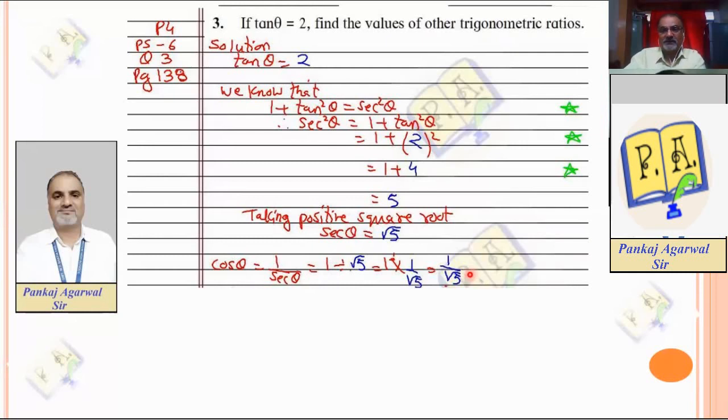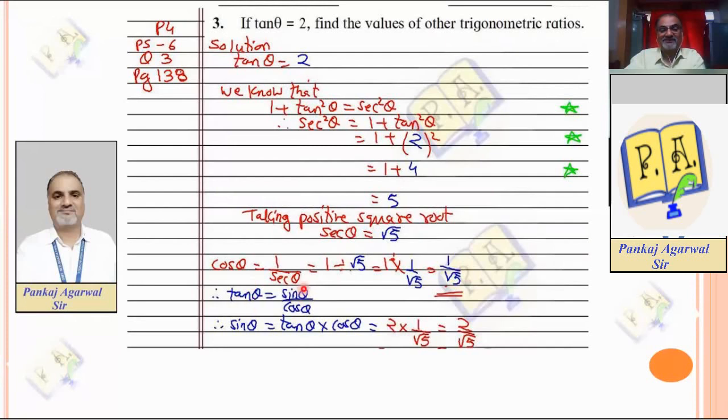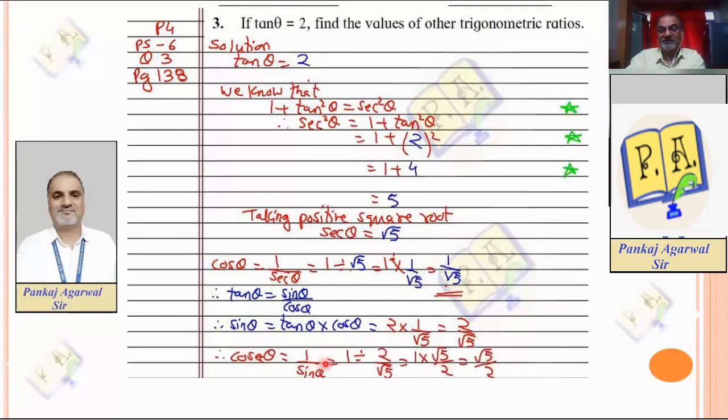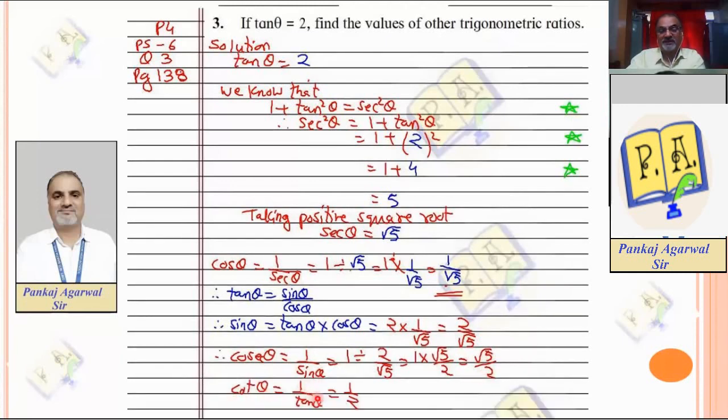Now how to find sin theta? Do not use any other identity like sin square theta plus cos square theta equal to 1. We already have tan theta and cos theta. So what is tan theta? Sin theta upon cos theta. So what is sin theta? Tan theta into cos theta. 2 into 1 upon root 5, 2 upon root 5. See the simplicity of the answer. I do not have to use any other trigonometrical identity. Cosec theta is a reciprocal of sin theta, after calculation root 5 upon 2. And cot theta is a reciprocal of tan theta, which is 1 upon 2.